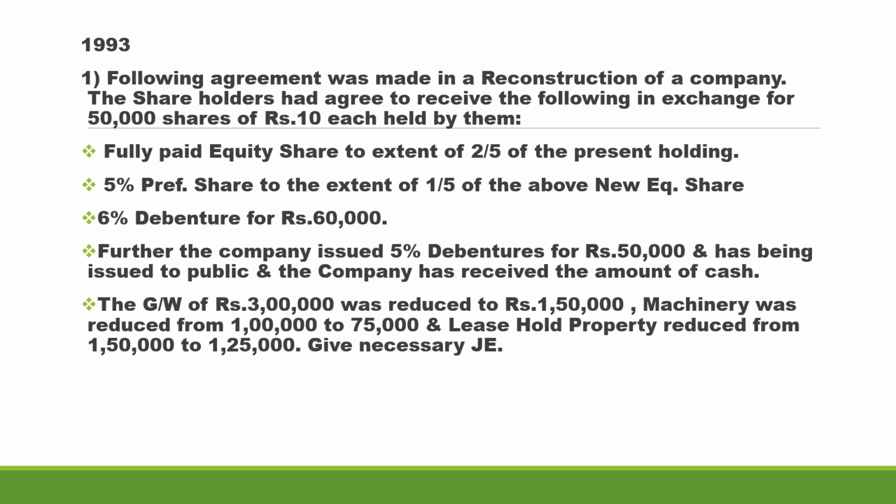Next, 5% preference share to the extent of 1/5 of the above new equity share. How much is the above new equity share? 2 lakh. So 2 lakh into 1 by 5 you get 40,000. So they are giving you 40,000 new preference share.